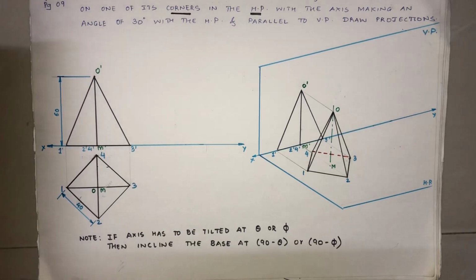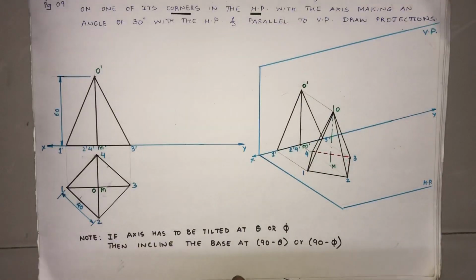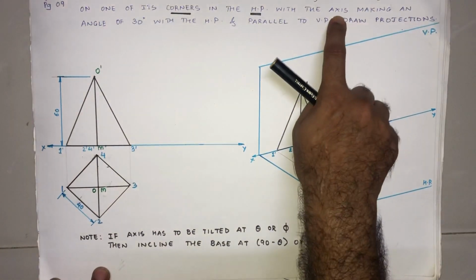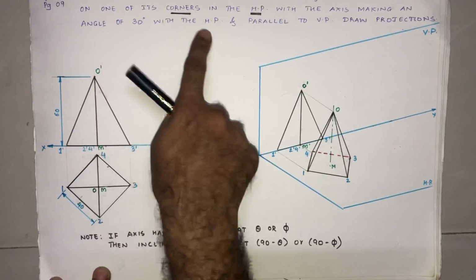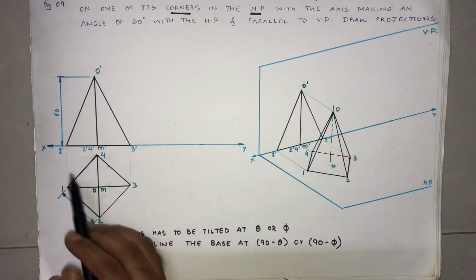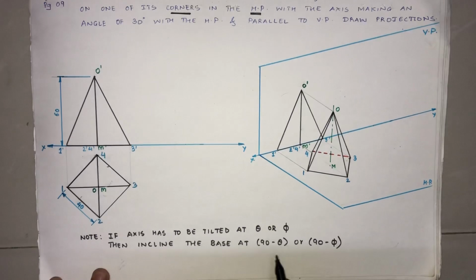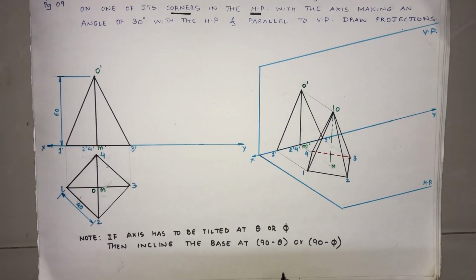Remember, step number 3 is we are going to have some condition with HP. Since they have said that the axis makes an angle of 30 degrees with HP, theta, then I'm going to incline the base. The base here is named as 1 dash, 2 dash, 4 dash and 3 dash. I'm going to incline that at an angle of 90 minus 30, that is 60.